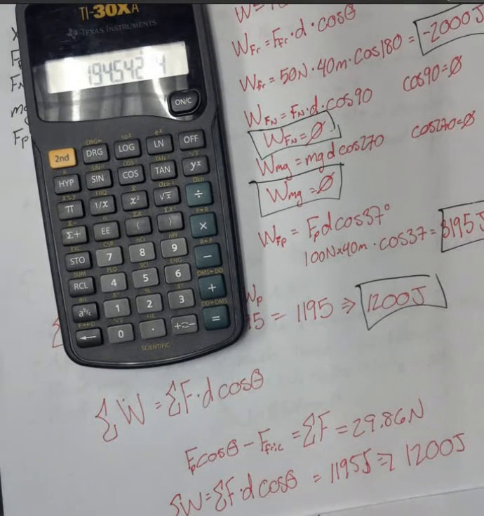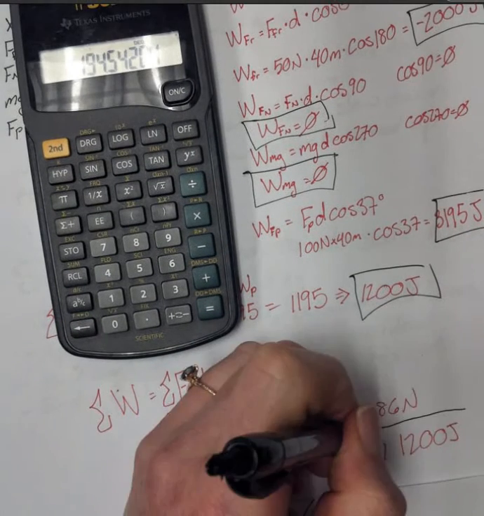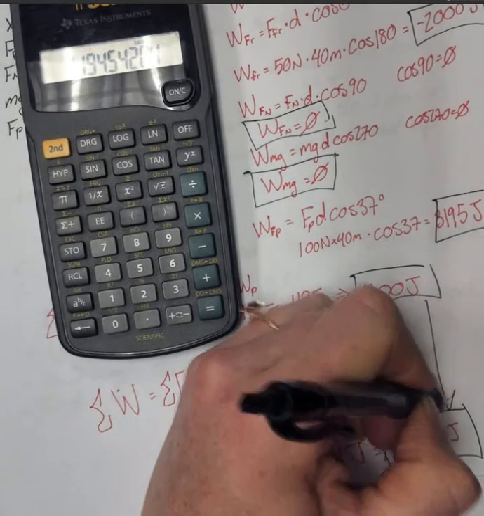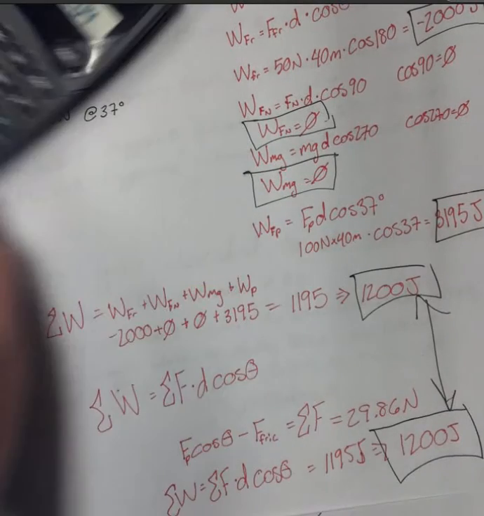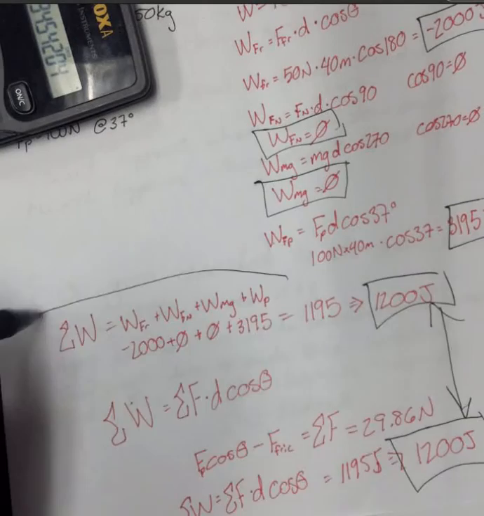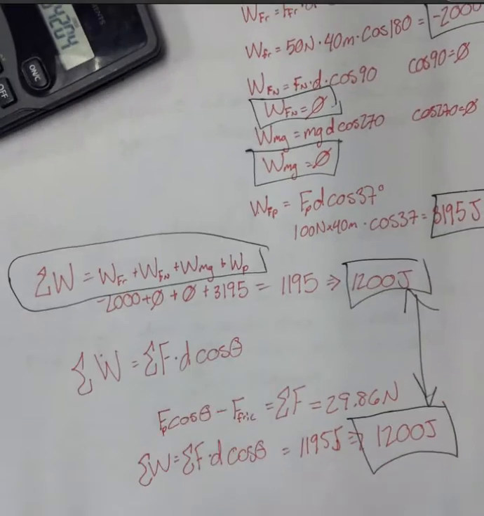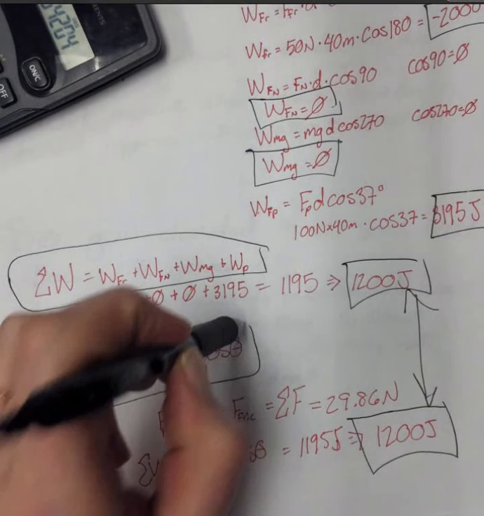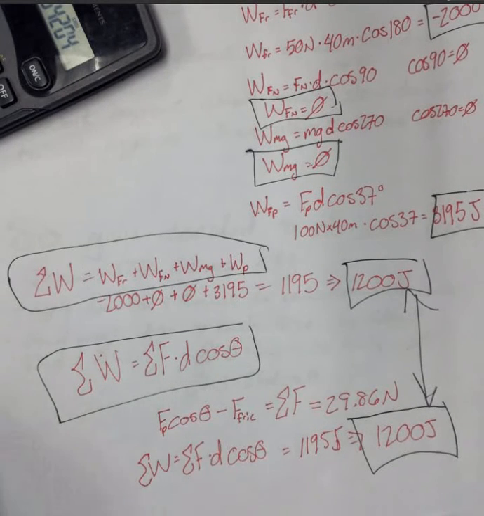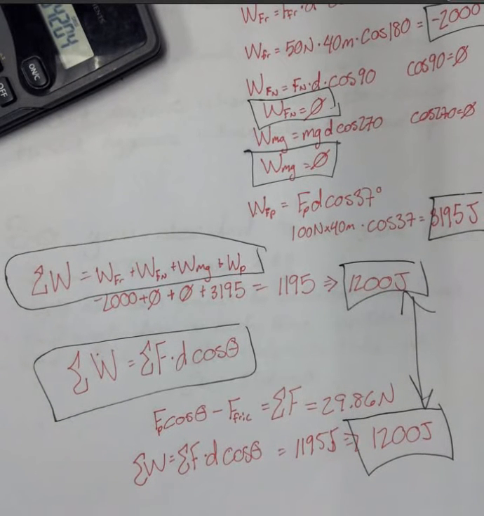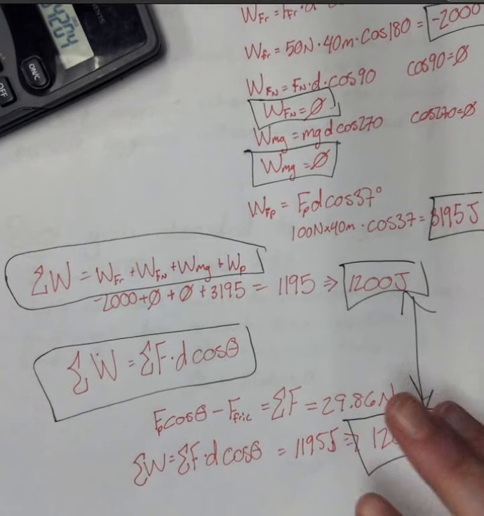So it doesn't matter which way you solve, you get the same answer whether you use the net work equation where you add together the sum of all of the individual works, or if you use the net force and the angle of separation between the net force and the displacement, which is pretty neat because you can do whichever one you like the best.